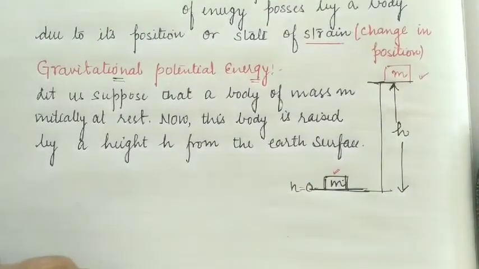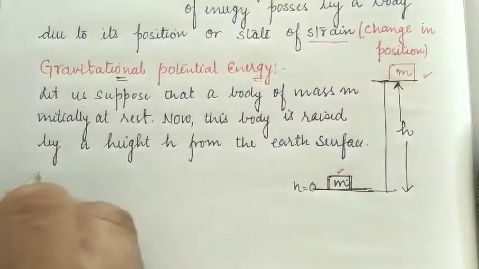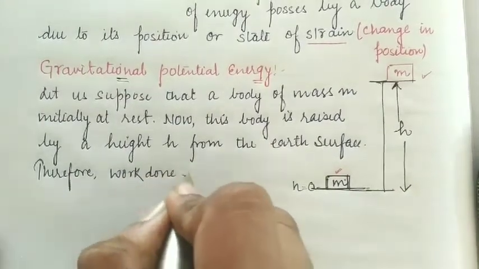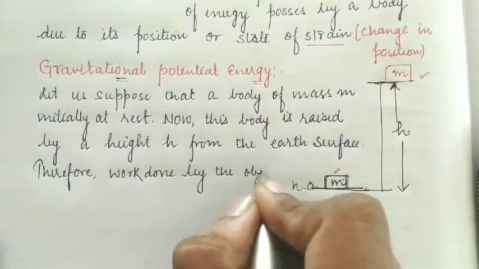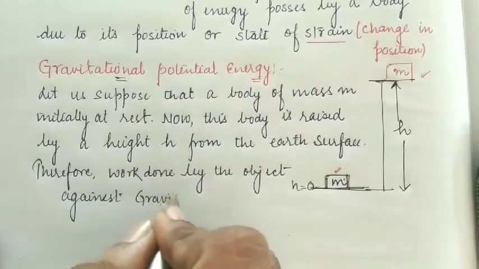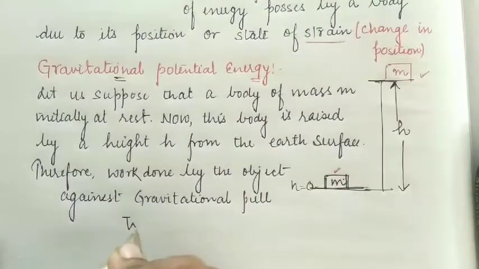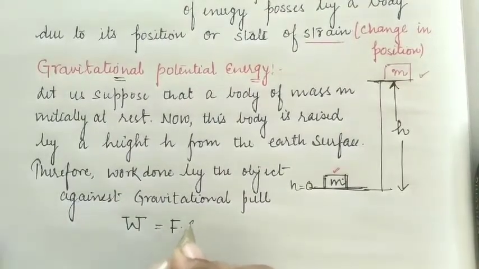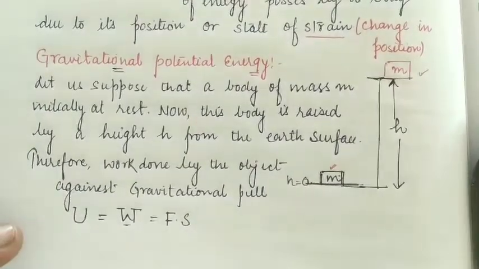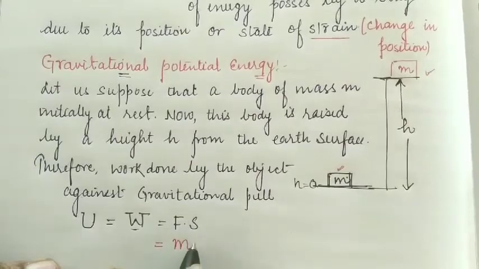So in this condition we have to do work against gravity, because gravity pulls in the downward direction and we are moving the object in the upward direction. Therefore, the work done against the gravitational pull can be calculated with the same formulation, force into displacement. Students, that amount of work done will be considered the gravitational potential energy, and potential energy is given by U. As we know, force is equal to mass into acceleration, and here the acceleration will be the acceleration due to gravity, so we can write m into g.